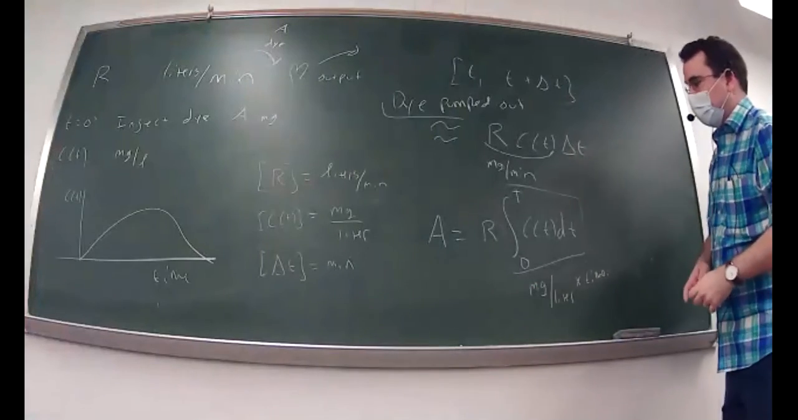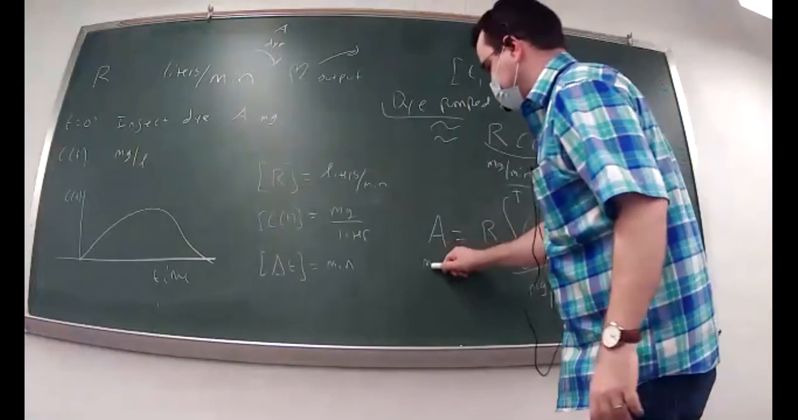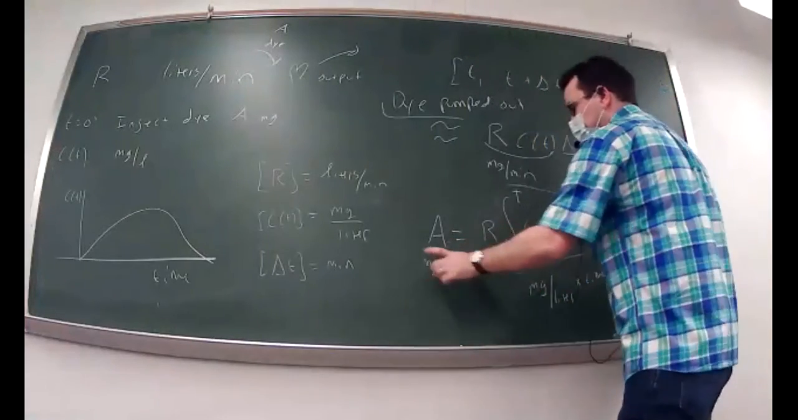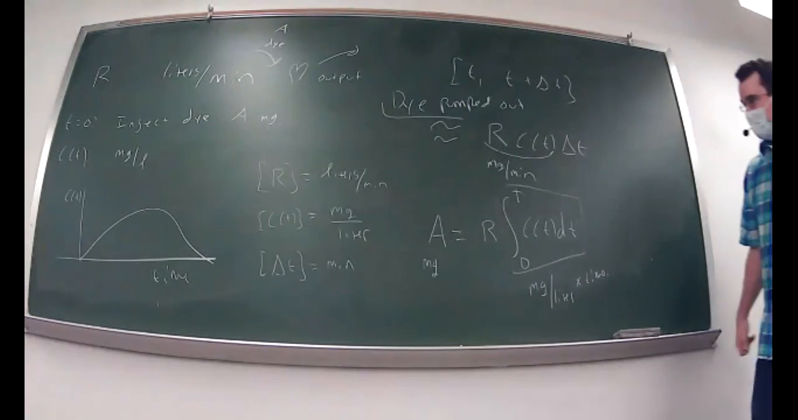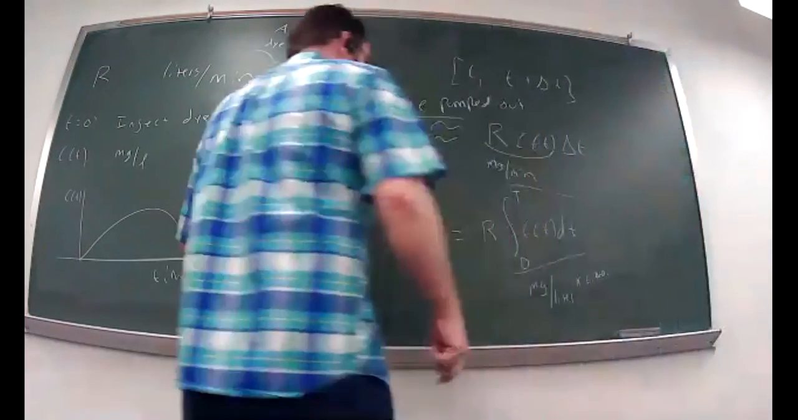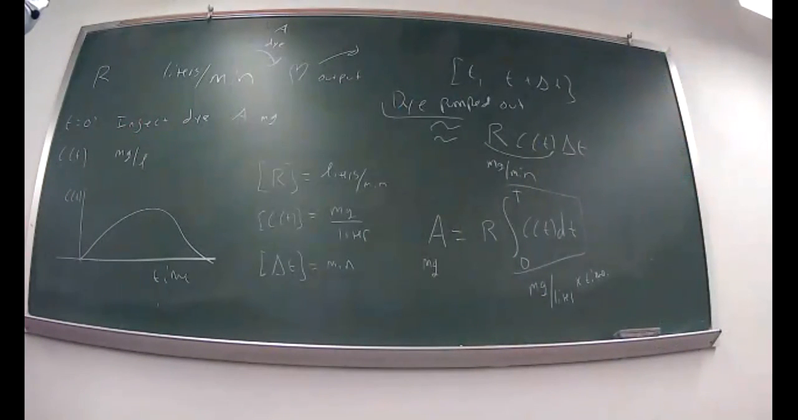This is called dimensional analysis. You want to check, first of all, that your units on the left-hand side make sense with the units on the right-hand side. And oftentimes that's really helpful for doing your problem.